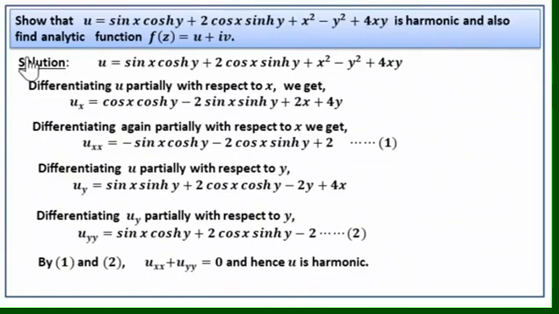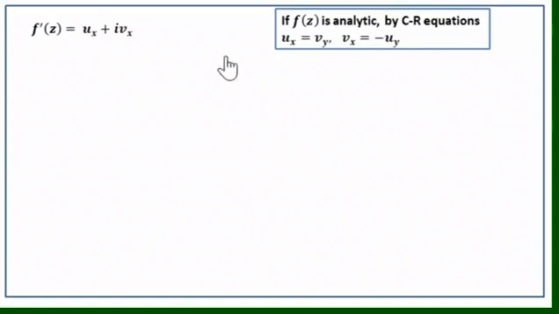Then we need to find the analytic function f of z equal to u plus iv. To find this f of z, we are going to follow the Milne-Thomson method, which I have explained in the previous lecture. So first, we'll write the formula for f dash of z. The formula for f dash of z is ux plus ivx.